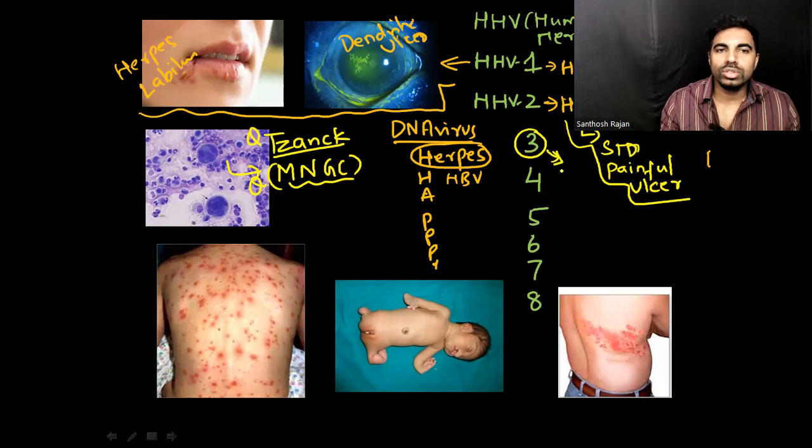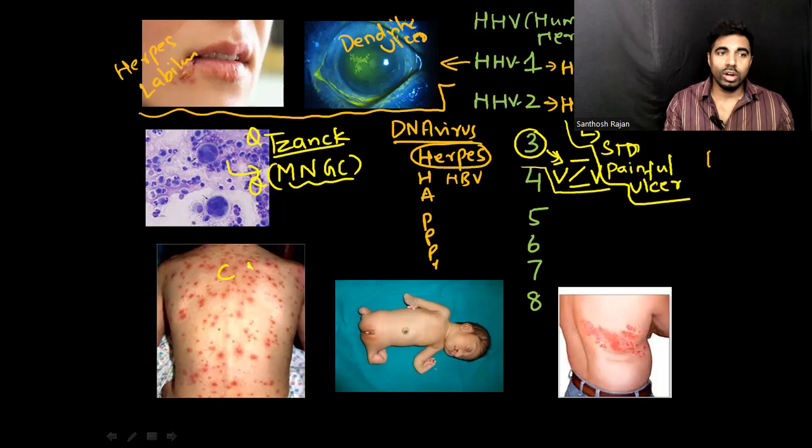How to remember it? V, Z, V. In VZV, look, 3 is there: 1, 2, 3. So 3 is varicella zoster. This is your varicella zoster. The primary infection of varicella zoster is called chickenpox.